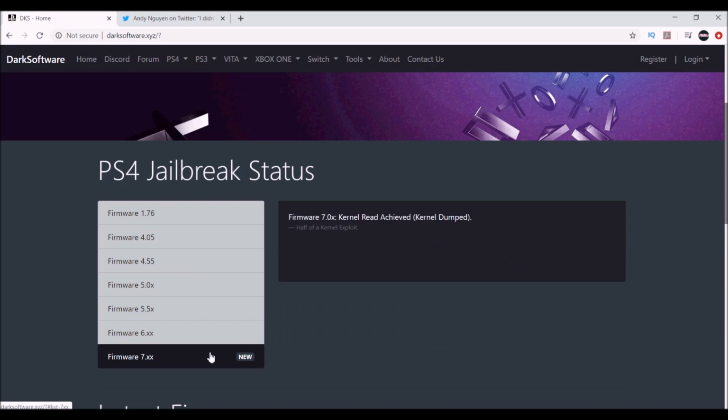Also, I believe this is new. Half a kernel exploit is for 7.02. So that's very cool. That means it's very possible to jailbreak on 7.02. Of course, if it does come out, it will be private for some time and most likely would come out sometime after PlayStation 5 comes out.